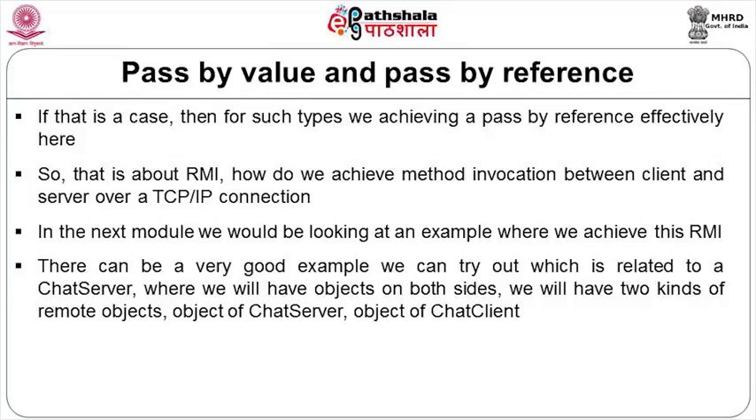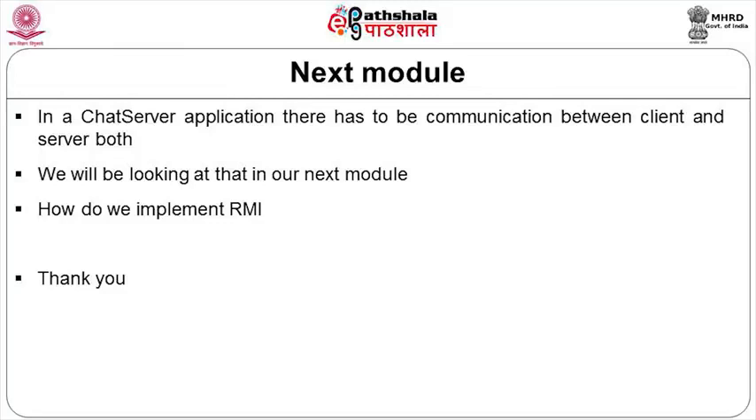In the next module, we should be looking at an example where we achieve this RMI. There can be a very good example which we can try out, a chat server, where we'll have objects on both sides. We'll have two kinds of remote objects, an object of a chat server and an object of a chat client, because in a chat application there has to be communication between client and server both. So we'll be looking at that in our next module, an example of how we implement RMI.